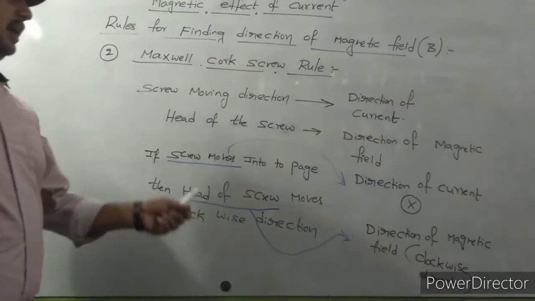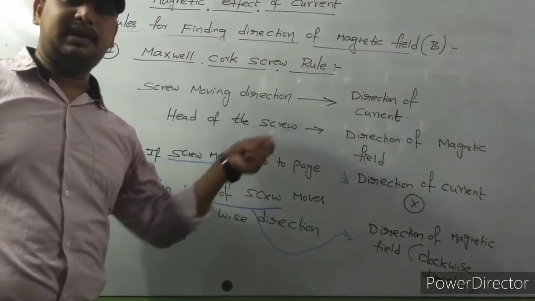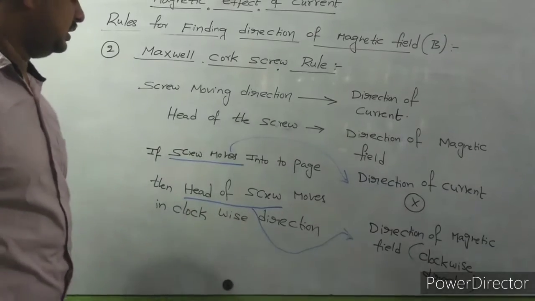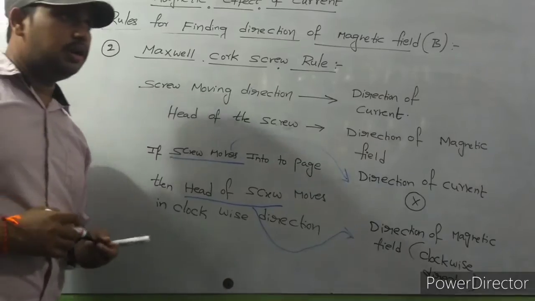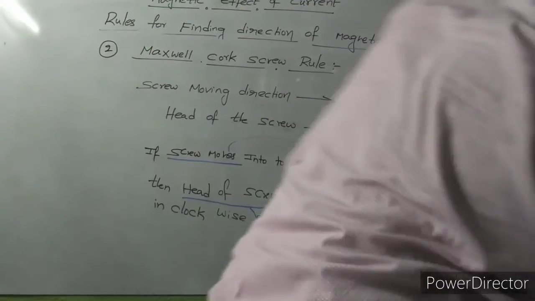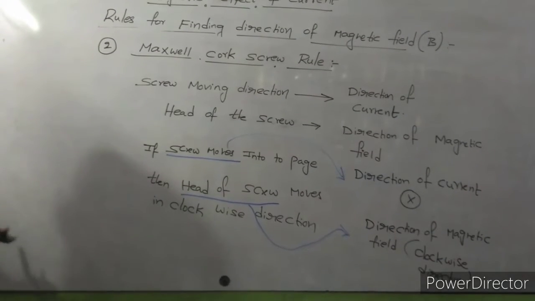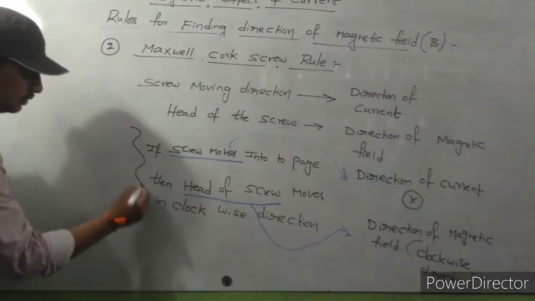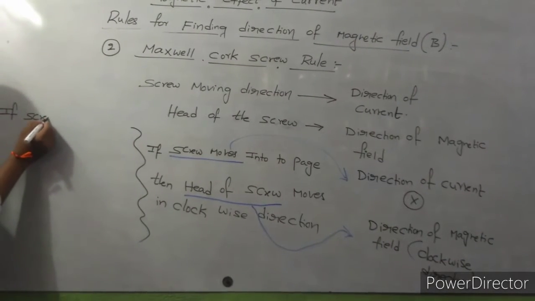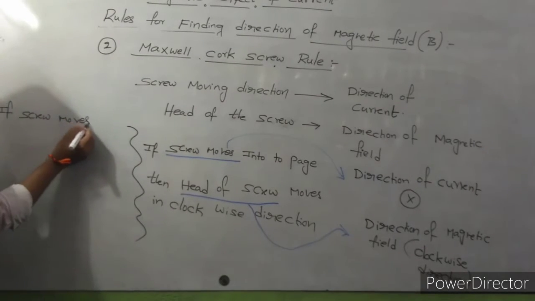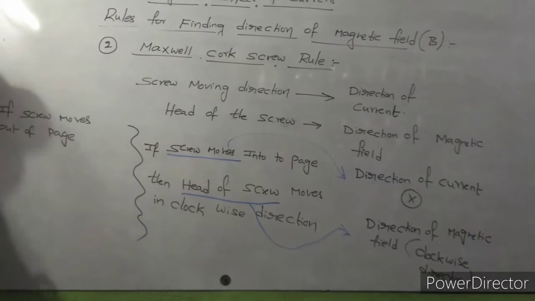Okay. If the direction of current is into the face, then the direction of magnetic field is clockwise direction. So now observe carefully here. This is about the screw moving into the face. Now, for example, if the screw moves out of the page, the screw moves out of the page.